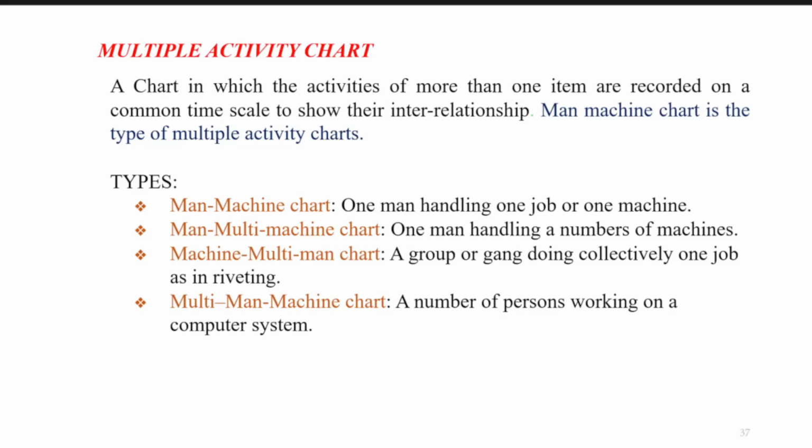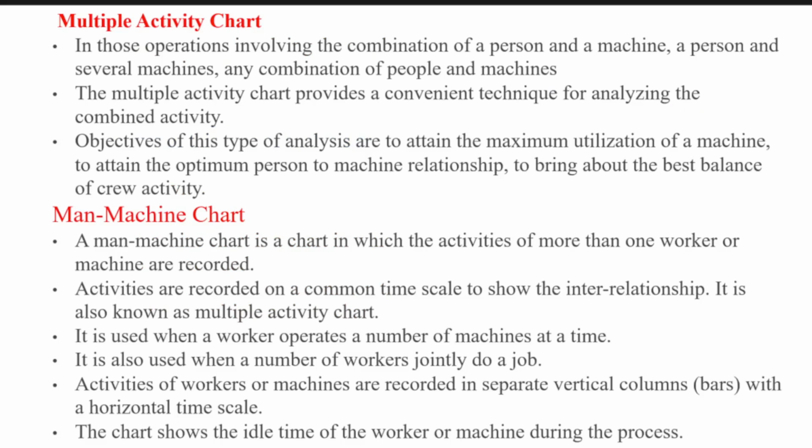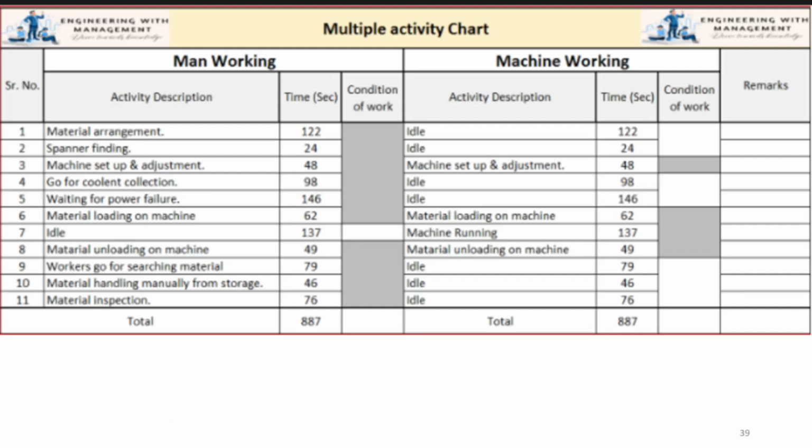So now look at the types. The first is the man-machine chart, then the man multi-machine chart, machine multi-man chart, and multi-man machine chart. As the name suggests, you can understand the things. So, man-machine chart. Let us go to the example. All the activities done by man and machine are recorded on one chart.